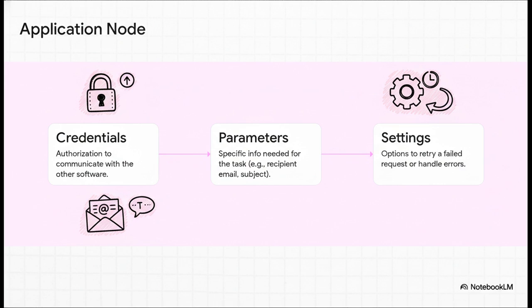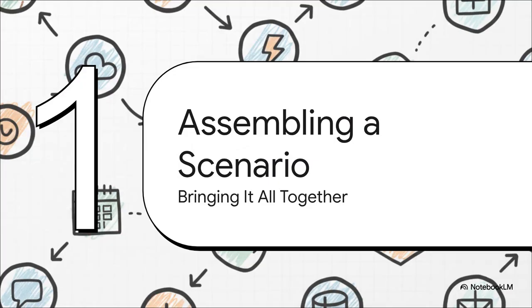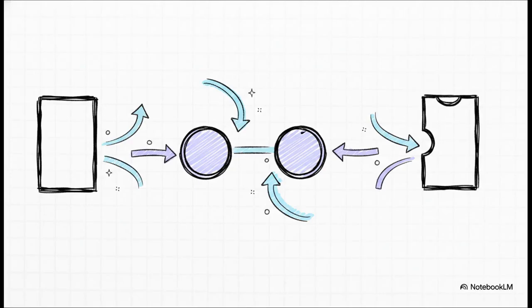Okay, so we've got our building blocks, right? We've got our triggers, our logic nodes, and our application nodes. So how do we actually connect them all to build a real working automation? Well, the magic is all in the data flow. It's a really simple but powerful idea. The data that one node produces, its output, automatically becomes the input for the very next node you connect it to. The data just flows like a river from one step to the next, seamlessly connecting your entire workflow together.